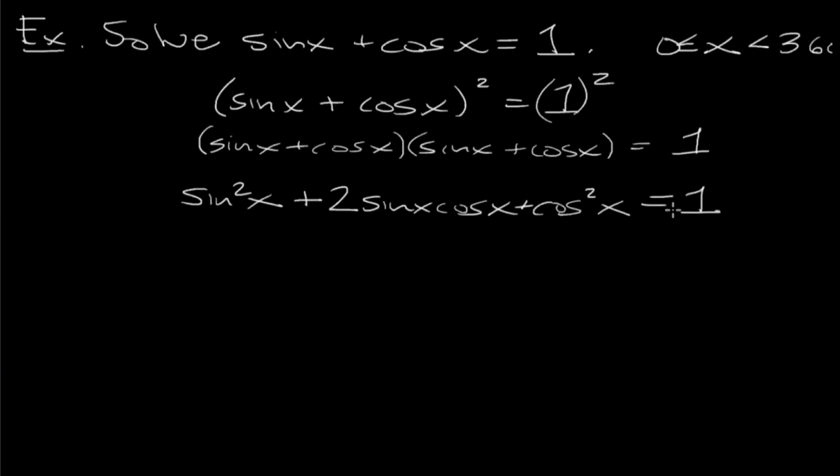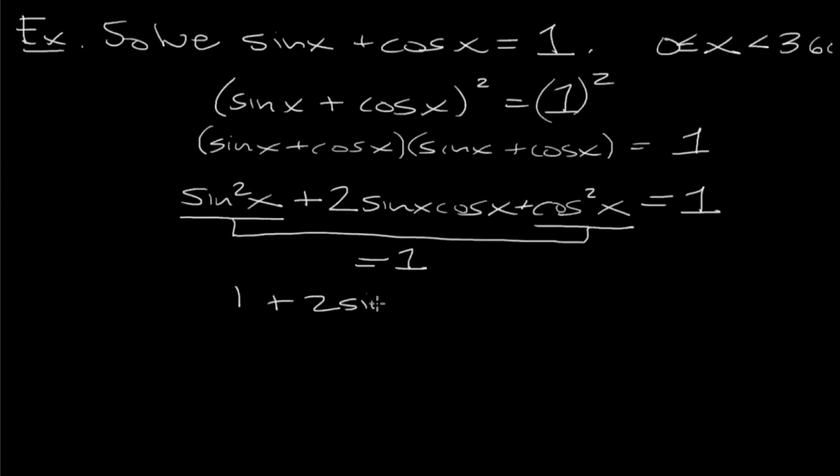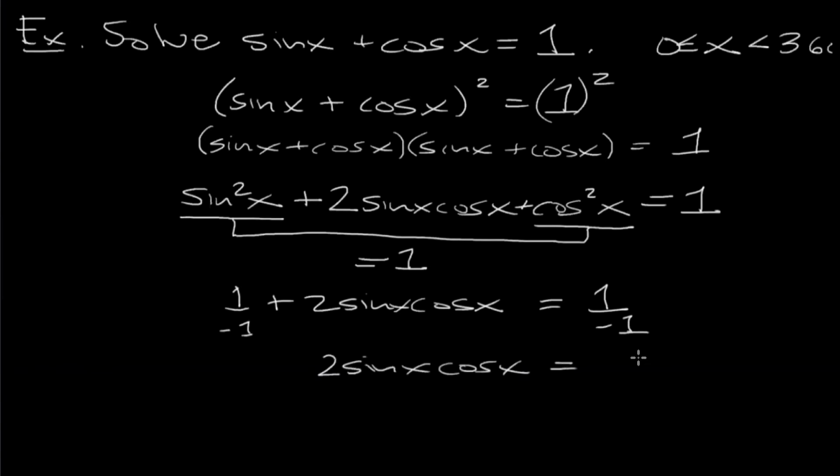Is there anything here that we can work with? Isn't sine squared plus cosine squared equal to 1 using the Pythagorean identity? So let's replace it. So now I'd have 1 plus 2 sine of x cosine of x equals 1. And then I could subtract 1 from both sides. And now I have 2 sine of x cosine of x equals 0.